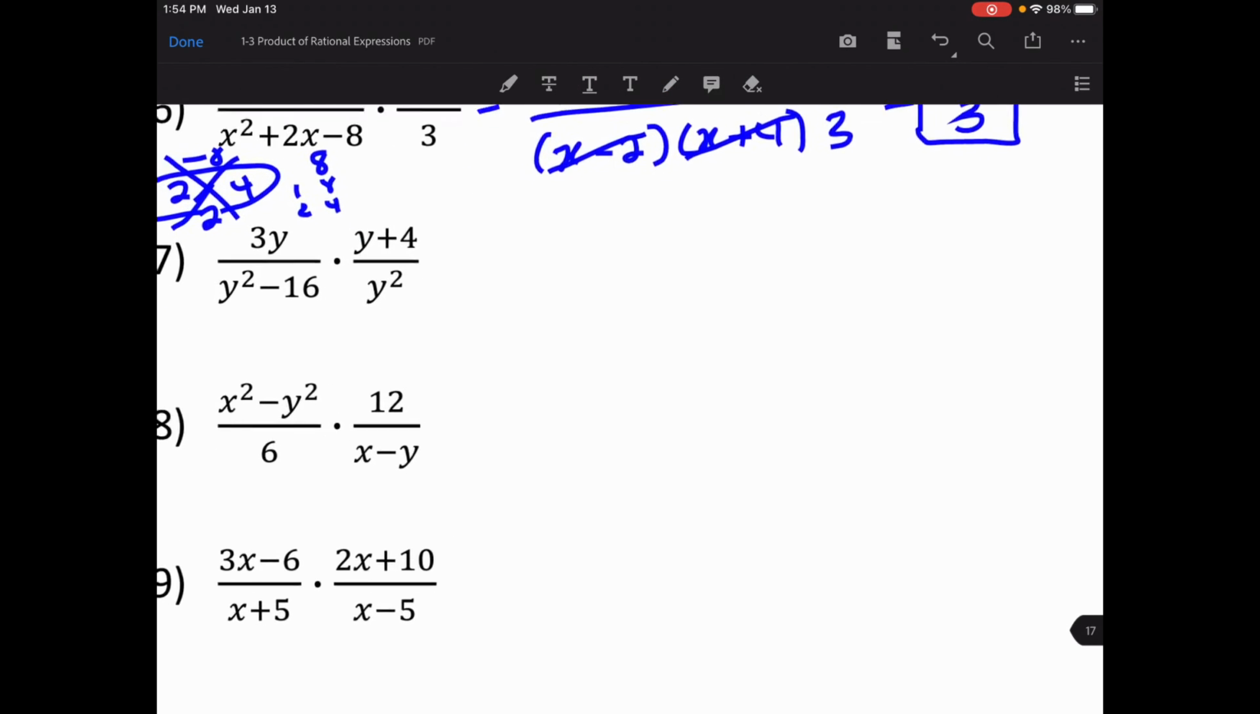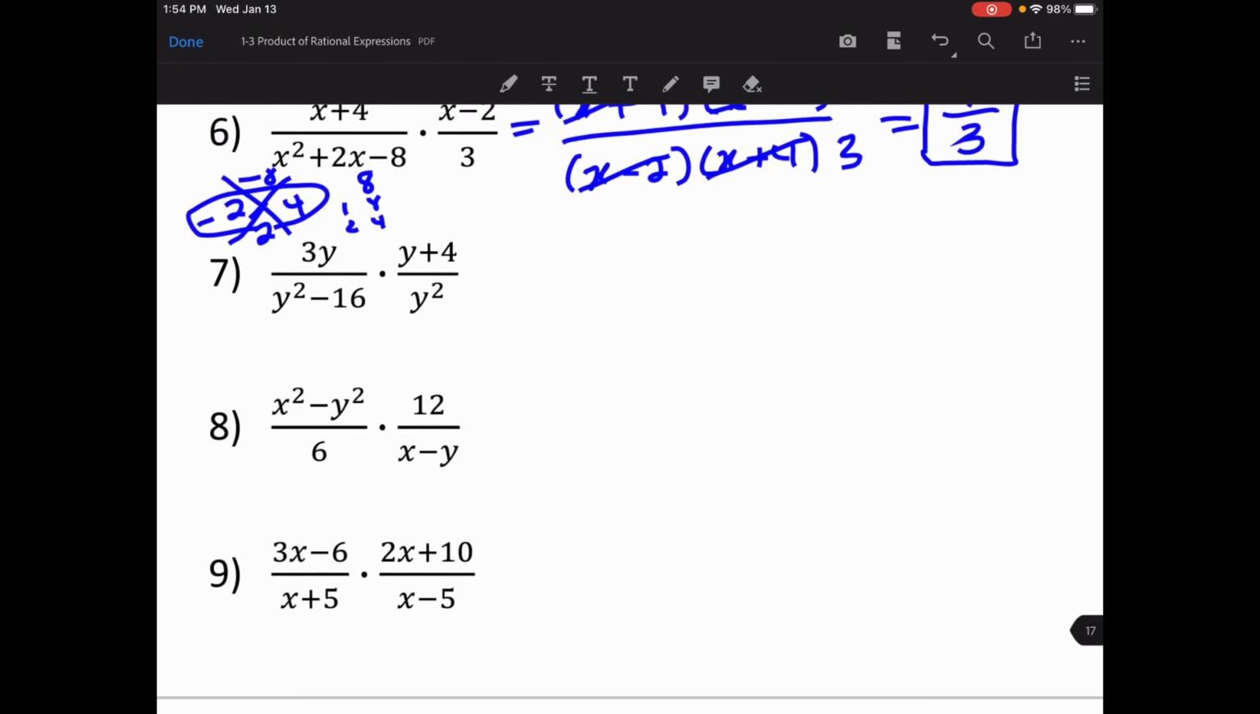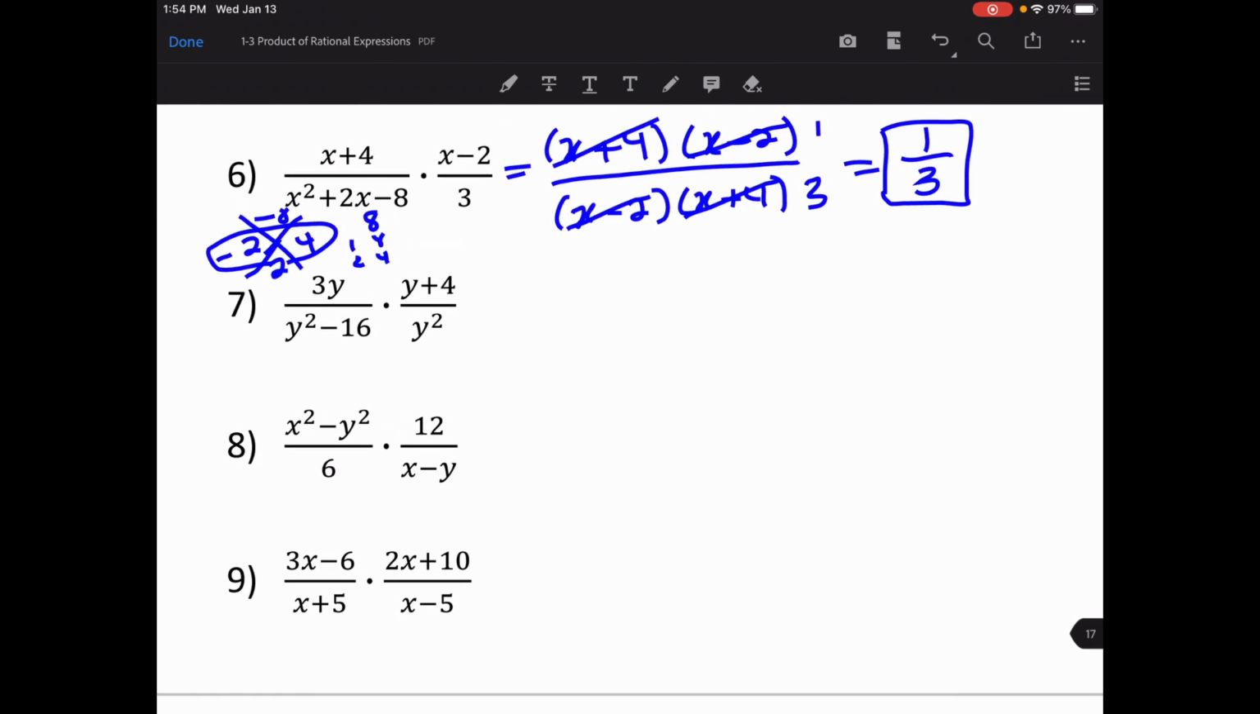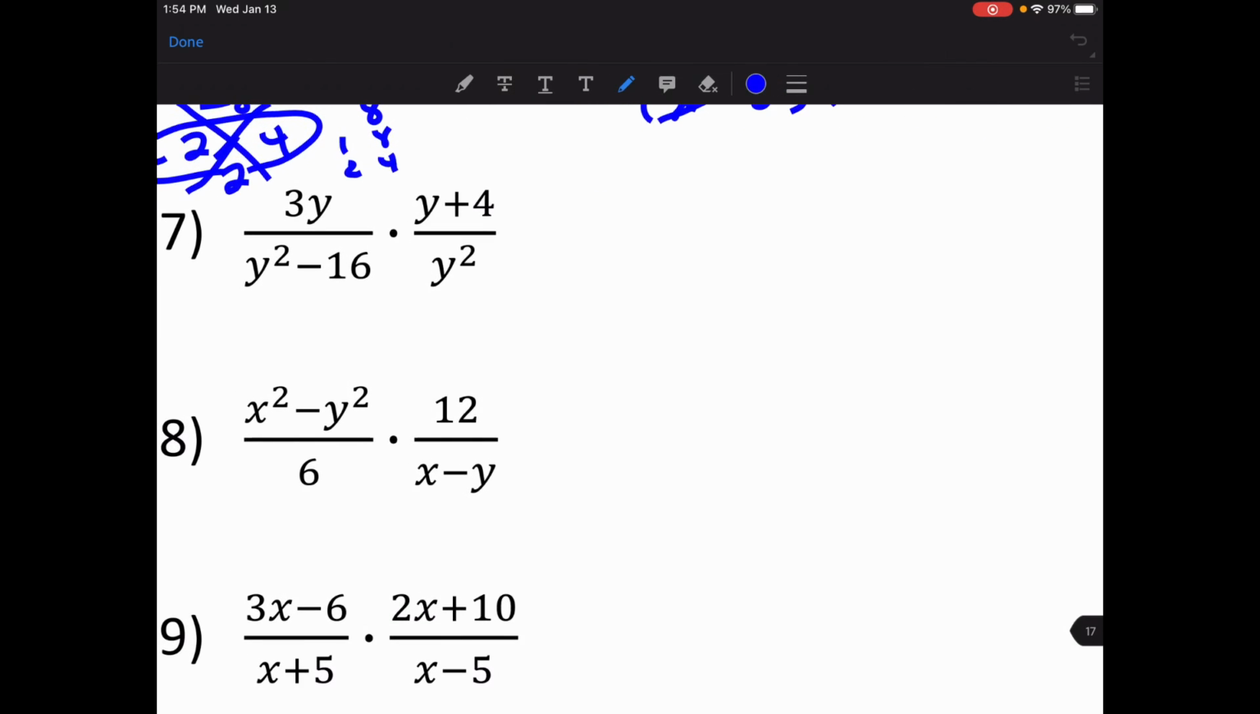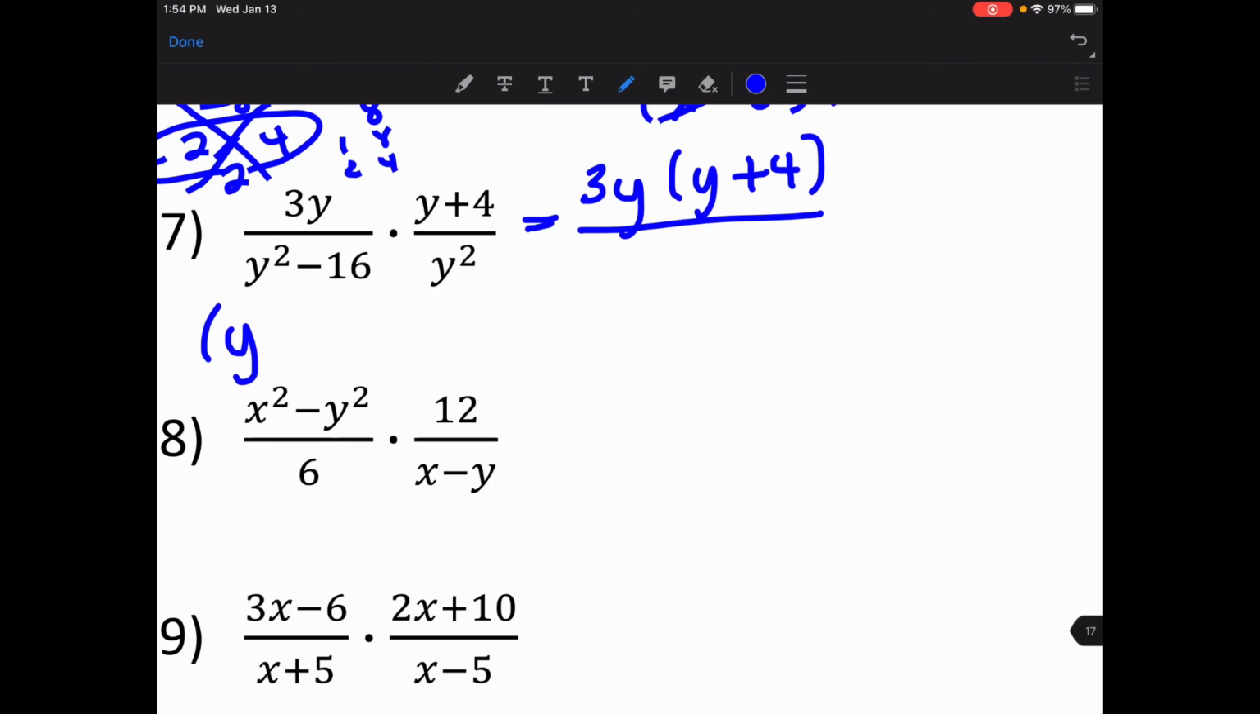Right, number 7, I have 3y over y squared minus 16 times y plus 4 over y squared. So again, we're going to multiply across, which gives me 3y times y plus 4 all over... Here we're going to do the same thing. We're going to go ahead and factor this out. Y squared minus 16, the factors of those are y minus 4 and y plus 4.